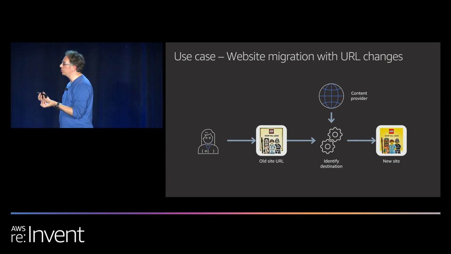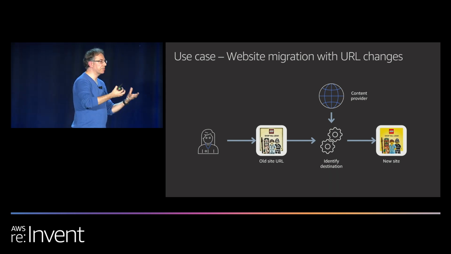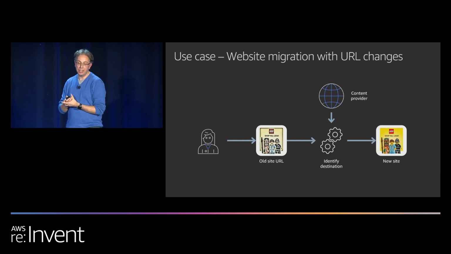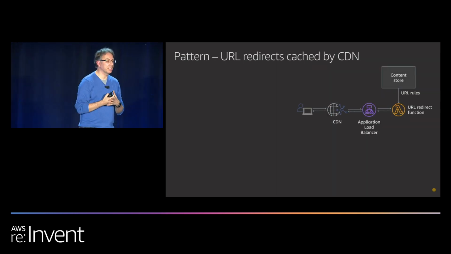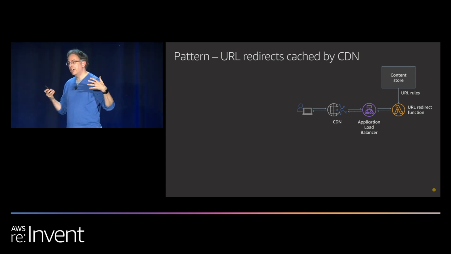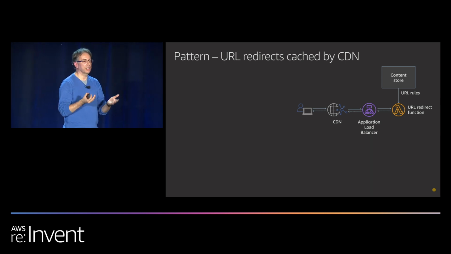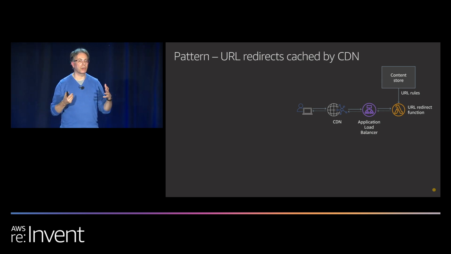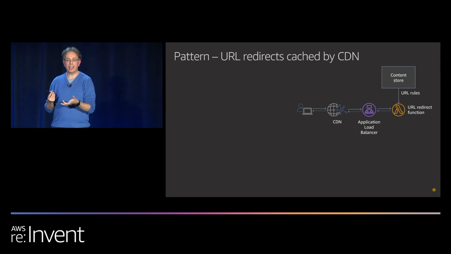You need to have a source of truth that in their case was the content management system, which helps some business logic to identify the right destination and send the customer there. And again, they solved this with a serverless architecture. So they built a URL redirect system that is cached by the content delivery network that they use. So the customer comes through the content delivery network. The first time, if the URL is not cached, it goes to an application load balancer that calls a Lambda function. This is not an API, so they didn't use the API gateway, they used the ALB.